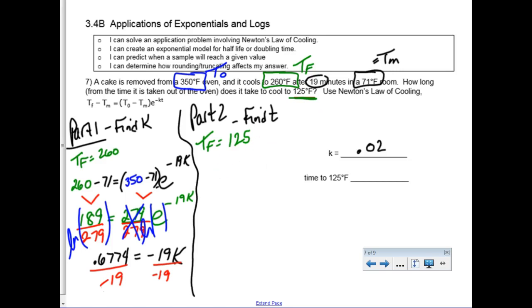a new final temperature of 125. And then the surrounding is the same. The initial, we're still going to count from out of the oven. It does say in your test to count from out of the oven. So 350 minus 71. But this time, we know k, we don't know t. So it's negative 0.02 times t power. But the work looks really similar.